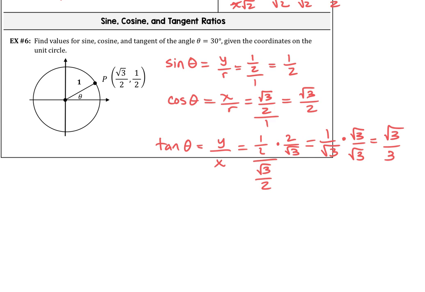So again, on the unit circle, when the radius is 1, you can just get by with saying the sine is the y coordinate, the cosine is the x coordinate, and then tangent is simply y over x. Okay, so that was for 30 degrees, and you'll see how these build up in just a minute.